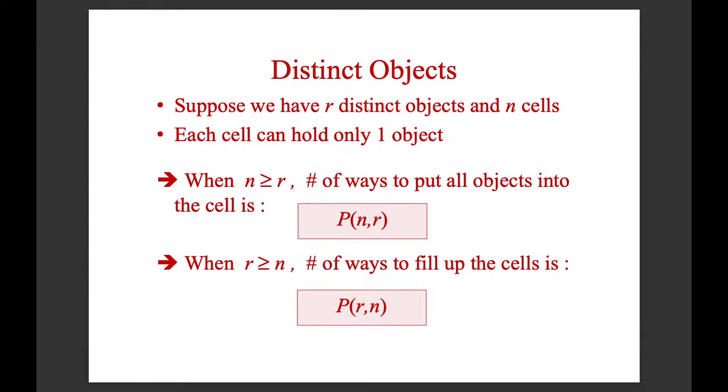For a quick check of our understanding, suppose that we have R distinct objects and N distinct cells, or boxes. We assume that each box can only hold one object. Suppose that N is greater than or equal to R, so we have more boxes than balls, and we have to put all the balls into the boxes. How many different ways are there of putting the balls into the boxes? It is actually an arrangement problem. It is P(N,R).